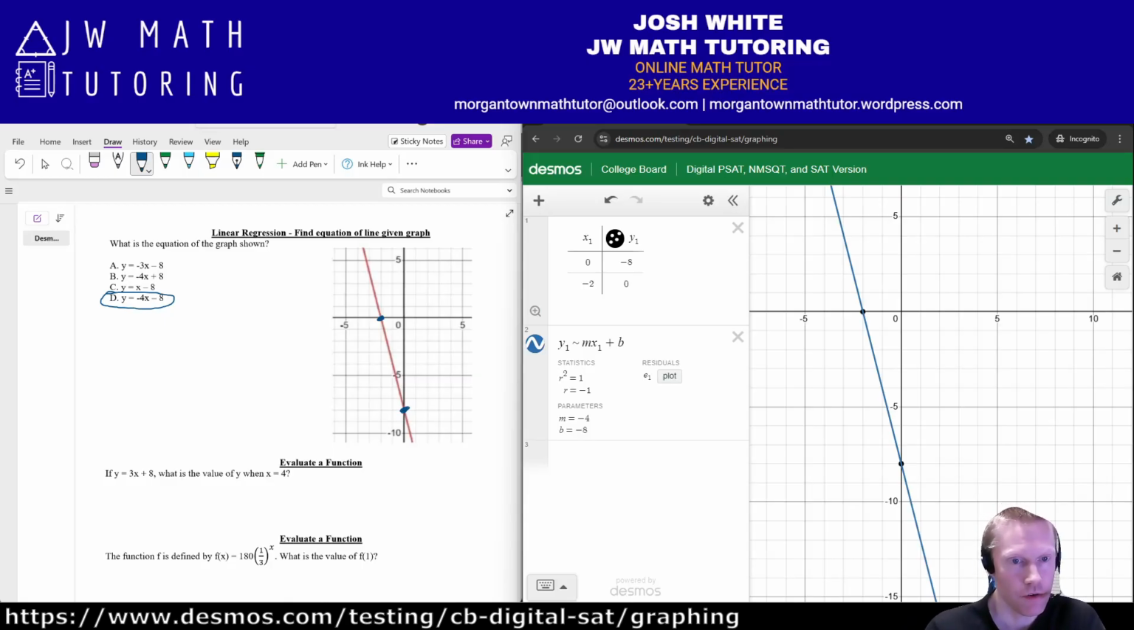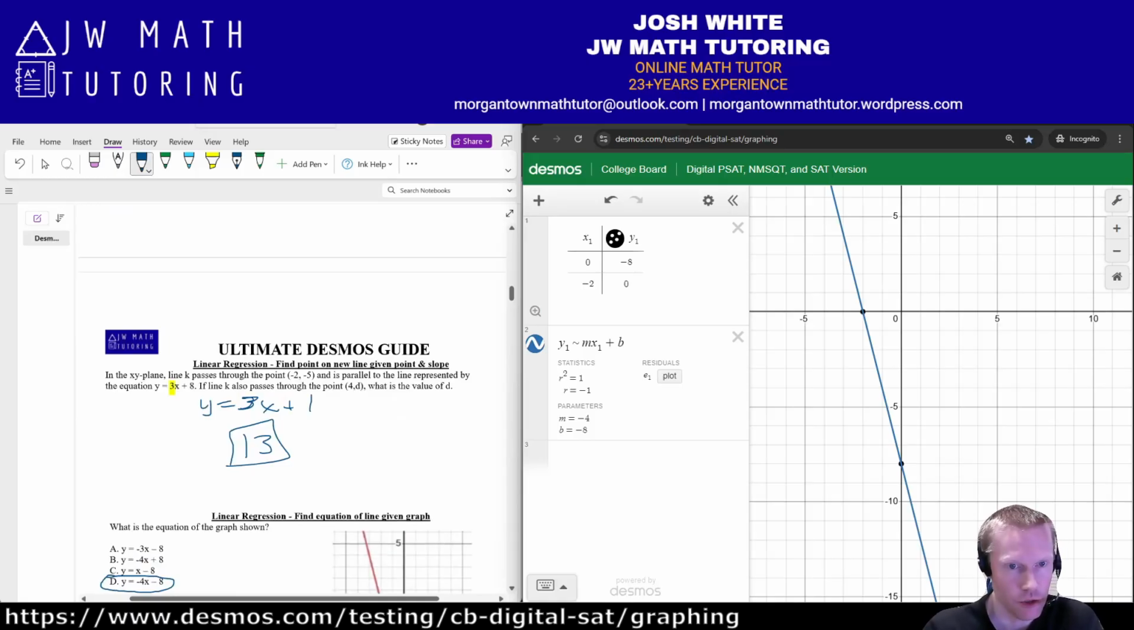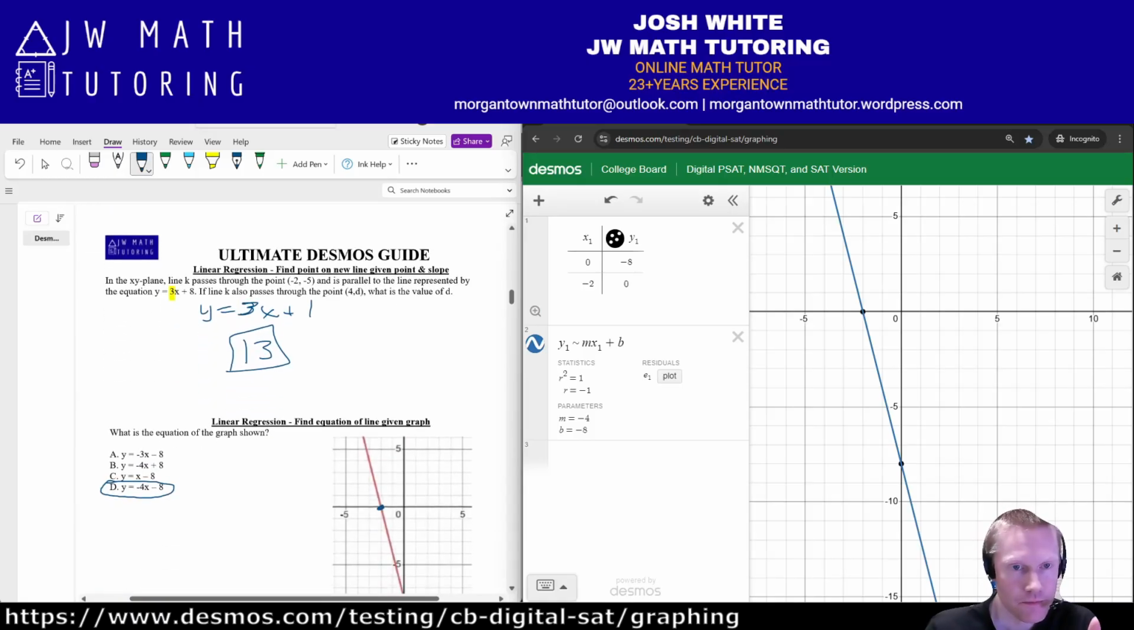You could, for example, just to scroll back, if you look at this last problem here, you could be given the same problem, except it could have said, if it passes through the point (d, 4), what's the value of d? So in other words, it's asking what is the x coordinate of the point that has a y coordinate of 4, okay? And you still go through the same process or the same steps. It's just the very last step would be slightly different.